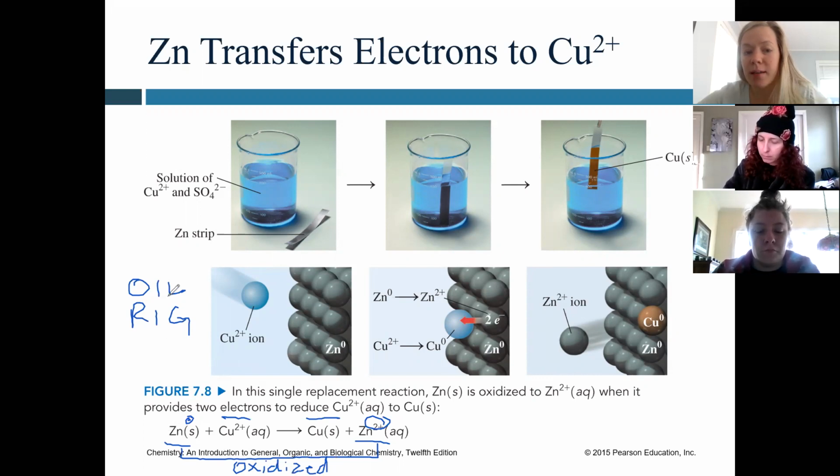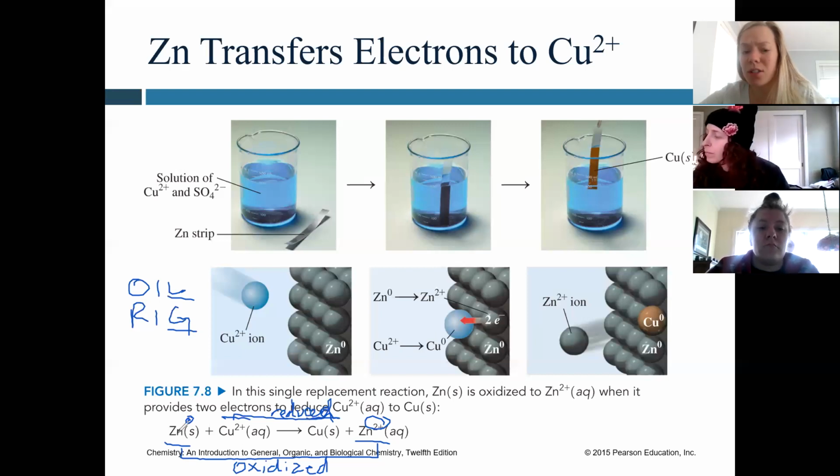because it's losing electrons. What's happening with the copper? Copper is a 2+ over here, and here it's a neutral charge. So it had to gain 2 electrons to get to that neutral charge. Gaining is reduction, so we can say that this thing is being reduced. Really you want to just look at what's happening with the charges. That will tell you what's going on.